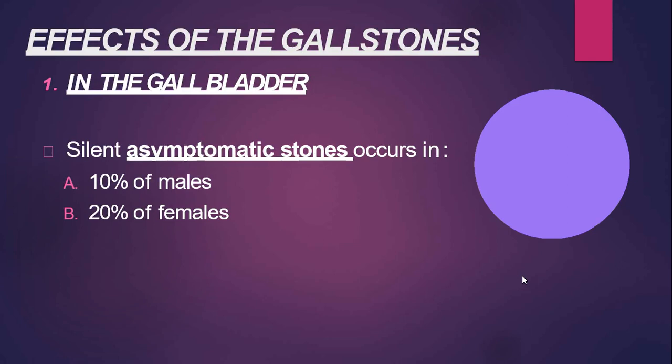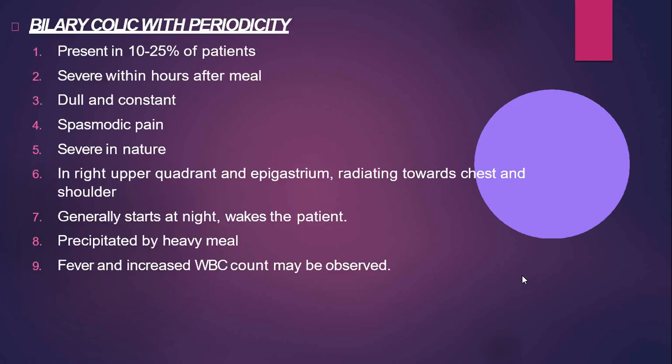So, what are the effects of the gallstones? When they are in the gallbladder, as I said, they are mostly asymptomatic, so known as silent stones. 10% of the males and 20% of the females have silent stones. But there are many stones which cause problems. That problem is biliary colic, and whenever there is a colic, it always means periodic pain. It comes and wanes, waxing and waning.